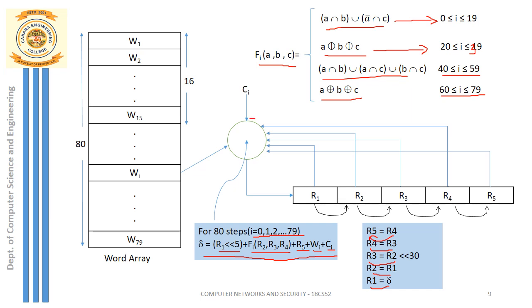So this particular function gets the value from the word array, gets the current content of different registers and a constant value Ci, and it will be stored to the registers.